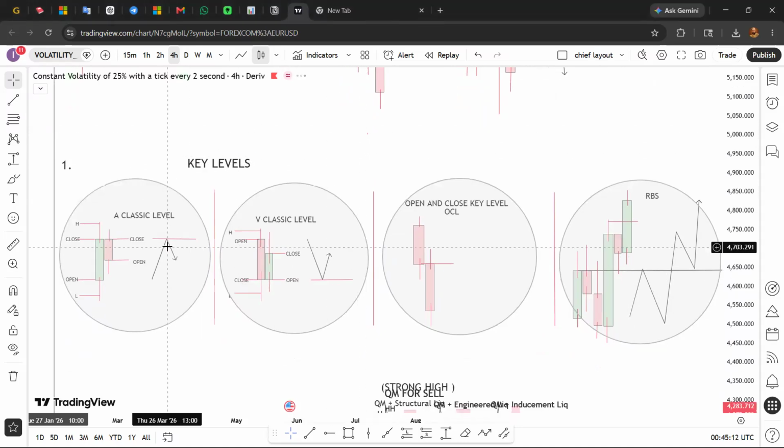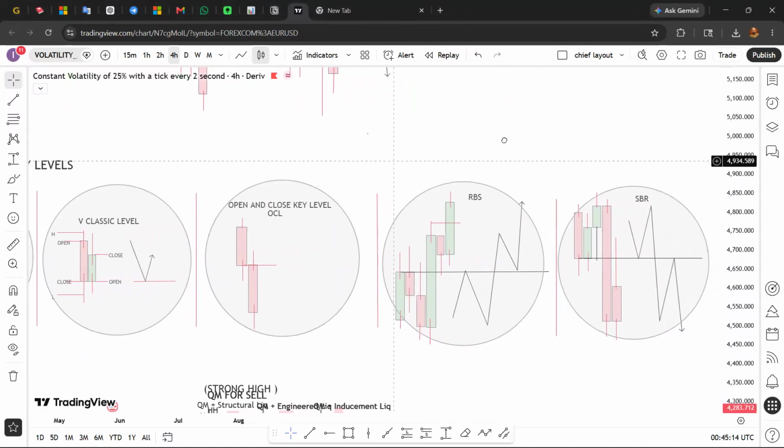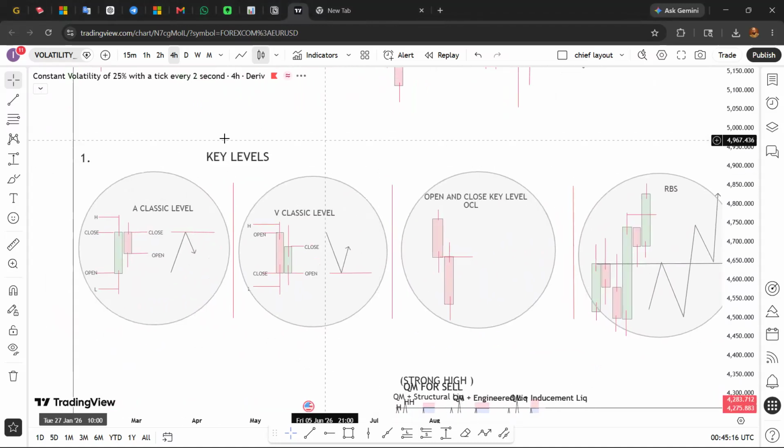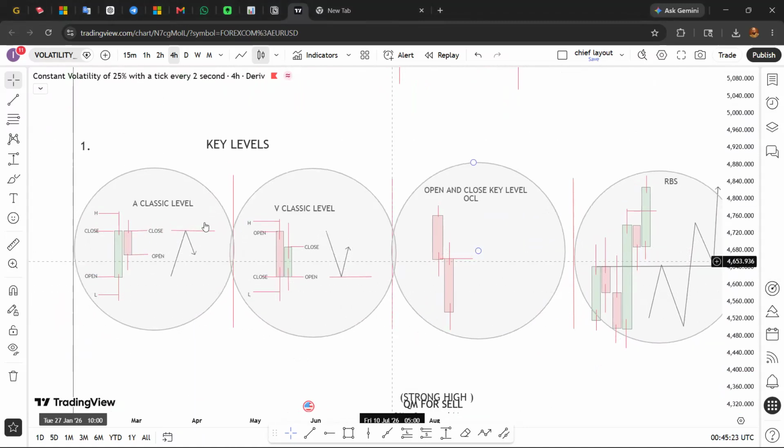So yeah, the few key levels I labeled. On the first row we have the A classic level, which consists of a bullish candle and a bearish candle. As you can see, if you go to the line chart, you see that this is an A level. This bullish and bearish candle becomes an A level.